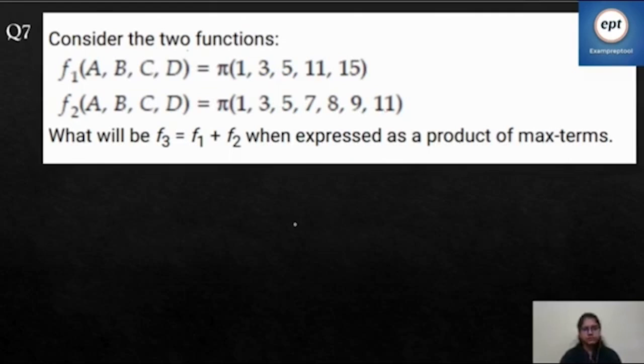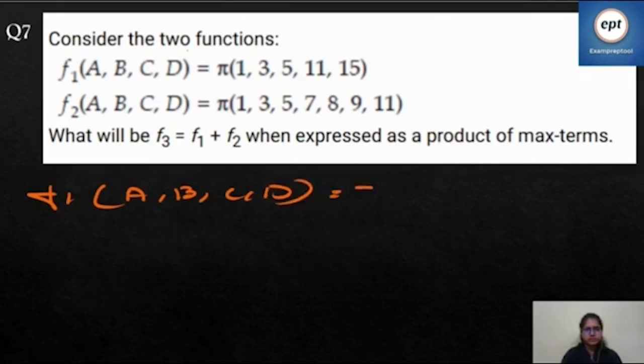Now what will be f3 equals f1 plus f2? This is not plus, this is actually OR, when expressed as the product of max terms. Now you have to do the product of max terms. So let's first write f1 here, which is a, b, c, d.